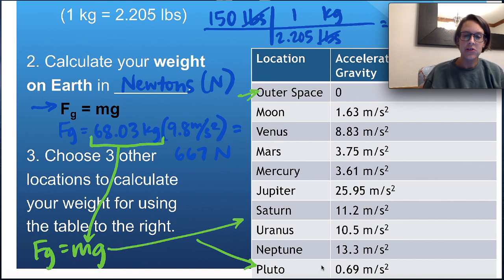Okay, so give the mass versus weight problems a try. Do the last bit of the lab if you haven't already. And as always, ask your teacher if you need help.